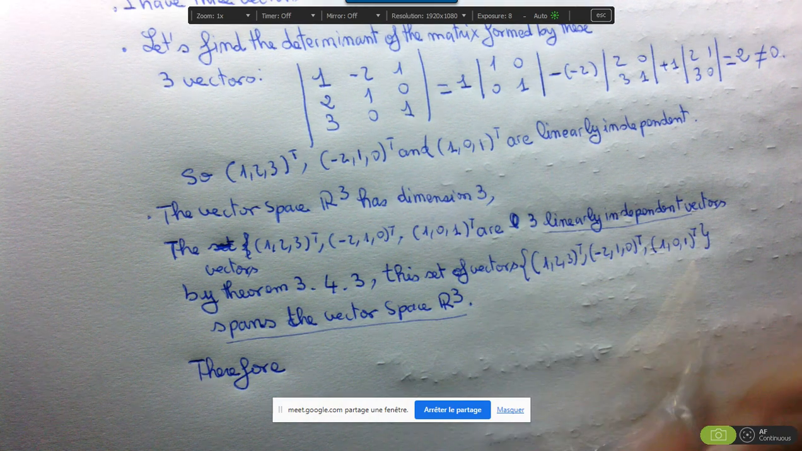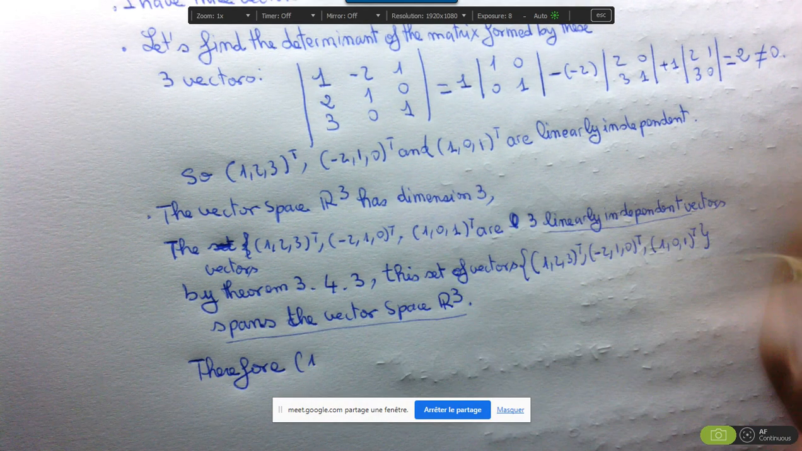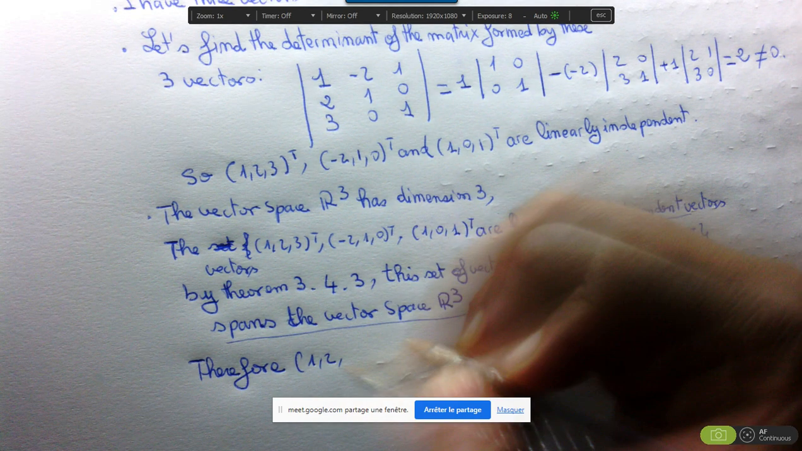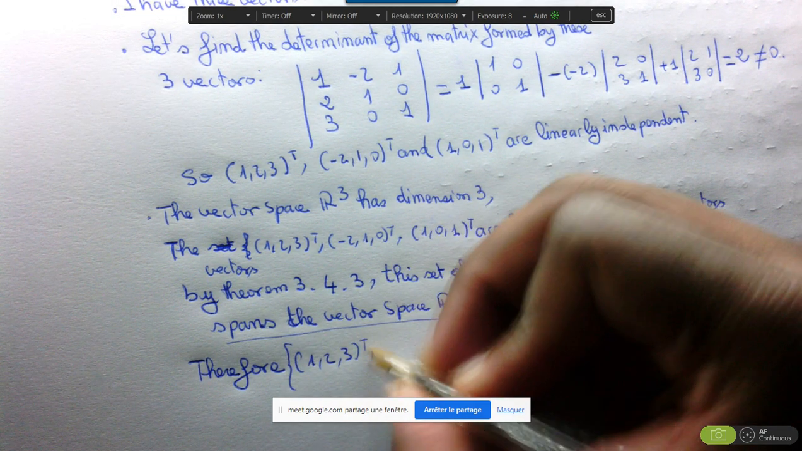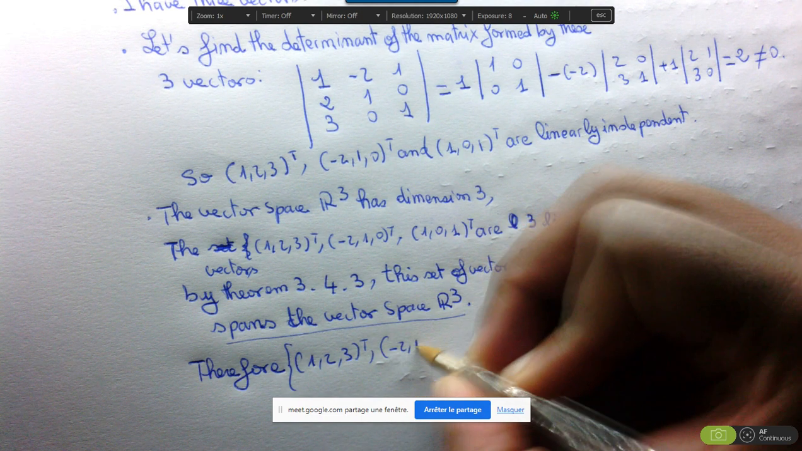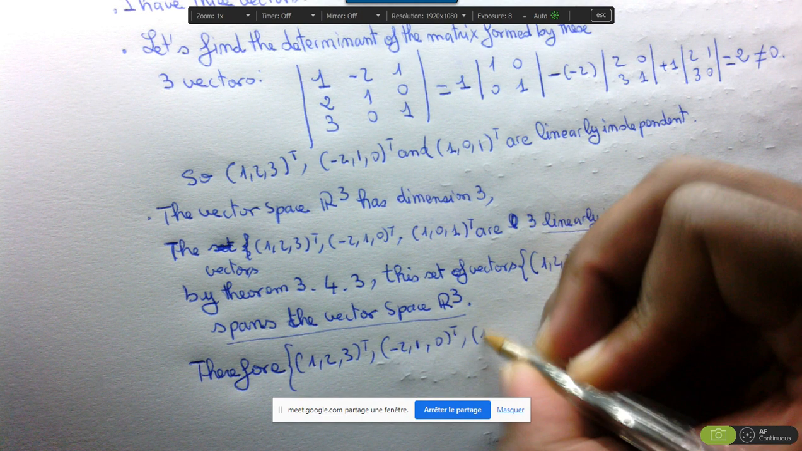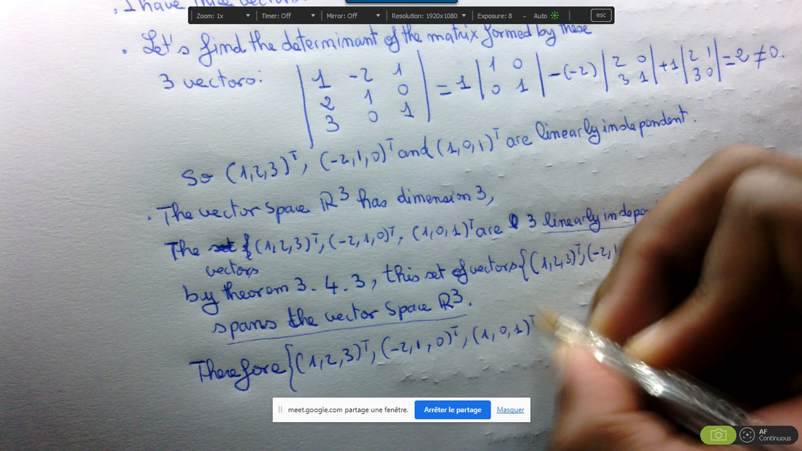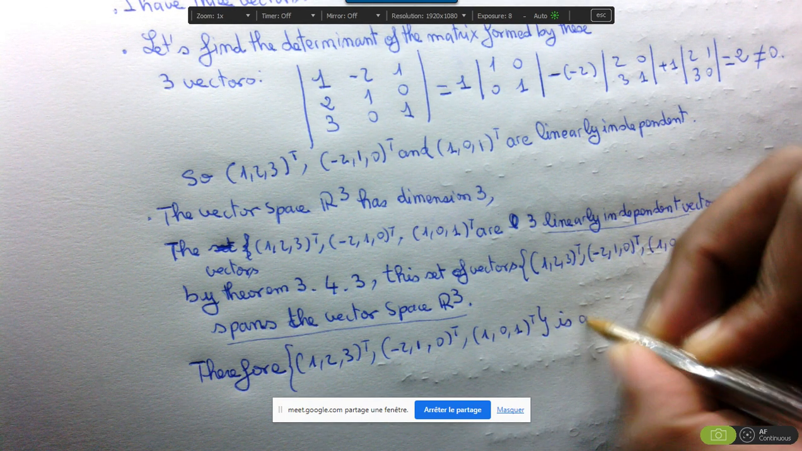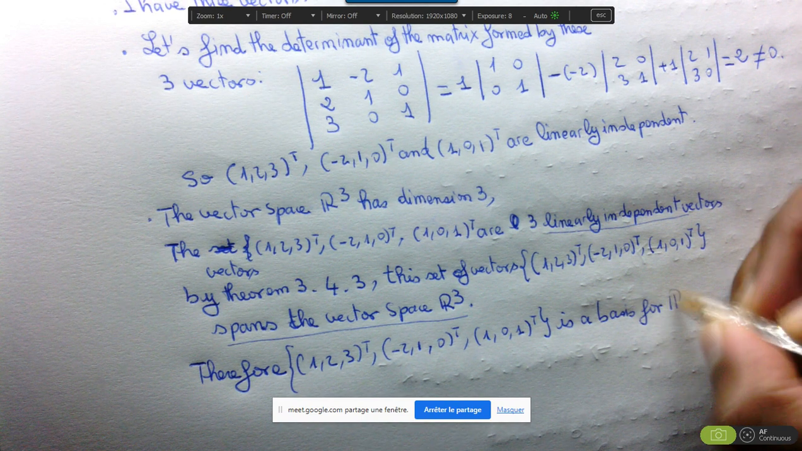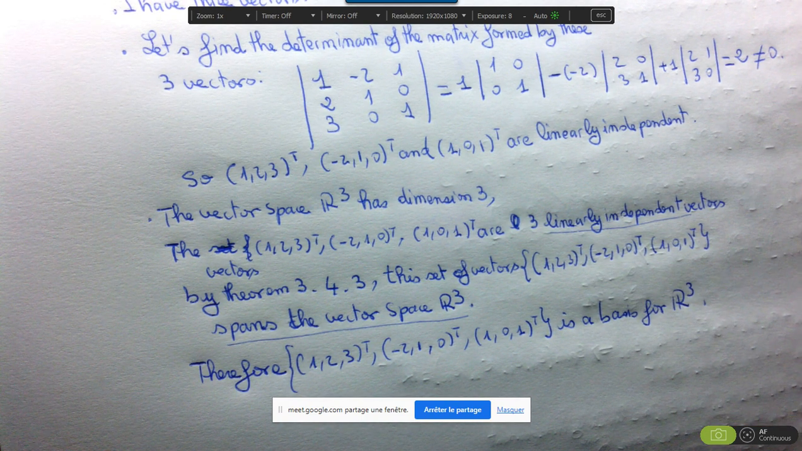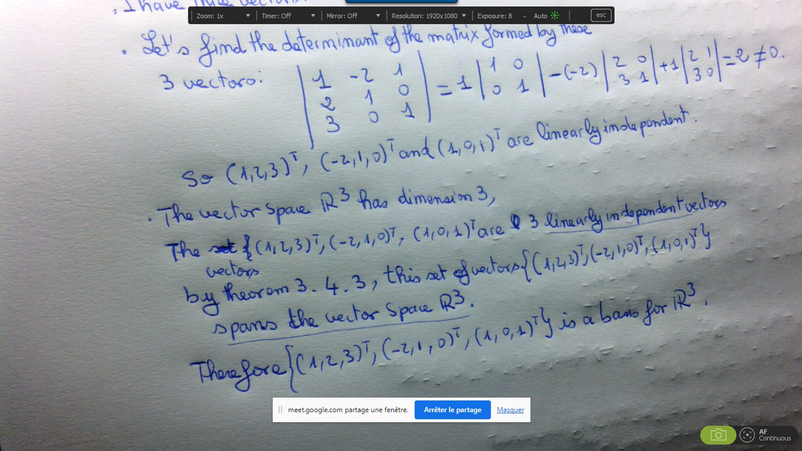this set (1, 2, 3), (-2, 1, 0) and (1, 0, 1) is a basis for R3. Okay, so that's how for this one we can show that it is a basis for R3.